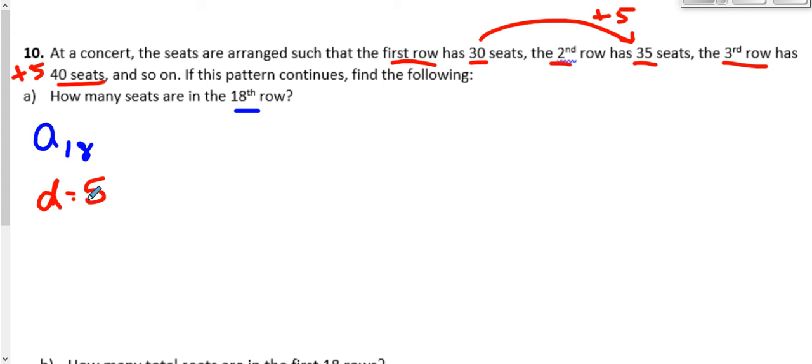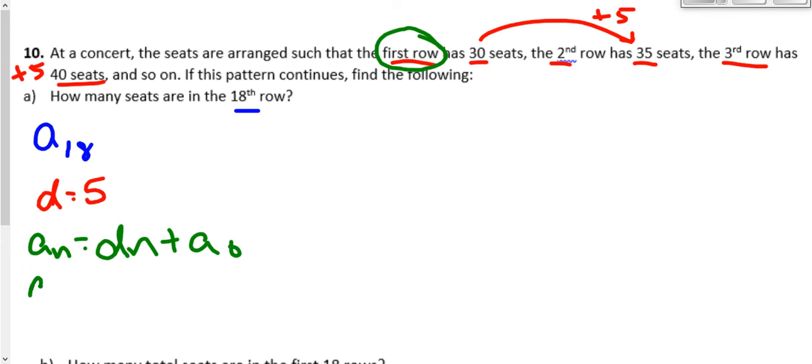I have the d value. I know how many are in the first row, and because it's arithmetic, remember the general formula for that, a sub n is dn plus a sub 0. So let's go ahead and create our equation based on the information we know. We're looking for a sub 18, which is going to equal the d value we found, 5, times the number 18 that we're trying to calculate, plus a sub 0. a sub 0 is how many seats there would be in the 0th row.